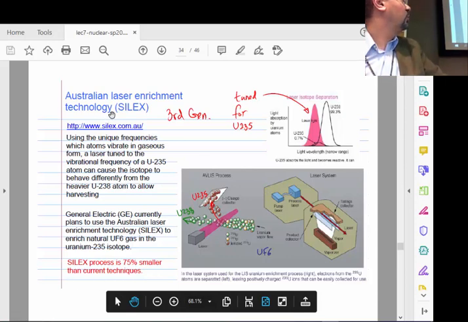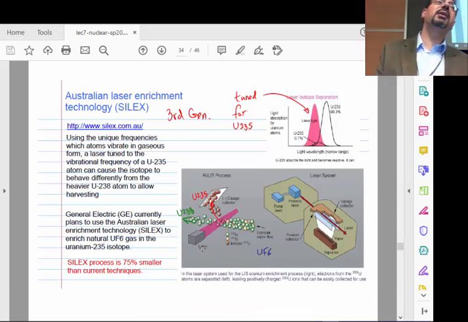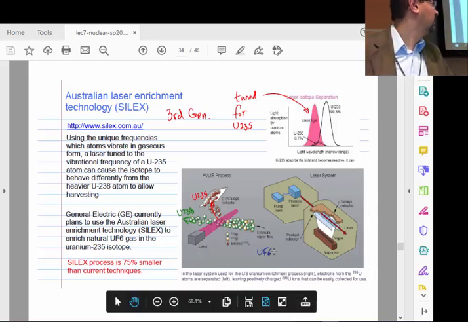But the basic technology is called SILEX, Separation of Isotopes by Laser Excitation, an Australian laser enrichment technology, and I guess Australia has a lot of uranium. That's why they were interested. But it's basically labeling the molecules and then attracting them differently. But again, it's gas, right?